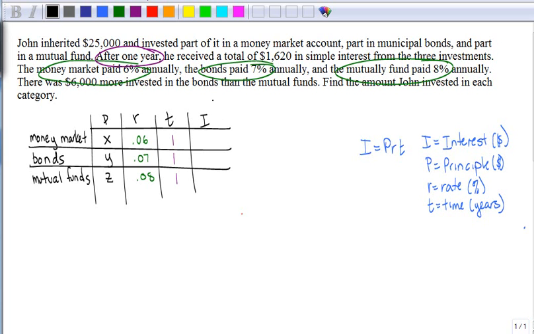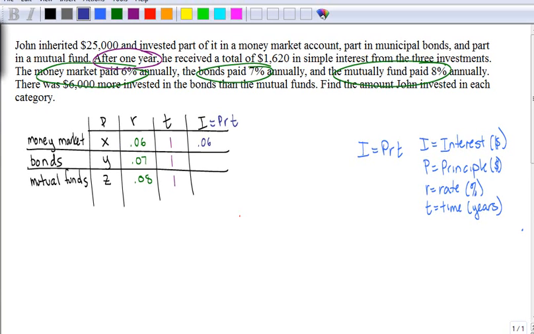Finally, how do I fill out the last column is I save that to the end for the formula. So we know the formula I equals PRT. So what I'm going to do is multiply each row across, because the principal times the rate times the time. So we have 0.06 times X. The next row we have 0.07 times Y, and finally 0.08 Z. So now I have an expression for all the principals and all the interests. Now I'm ready to find my three equations.